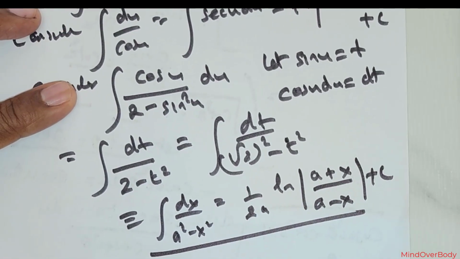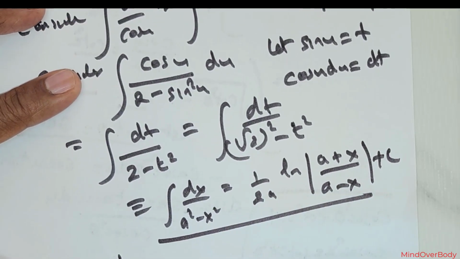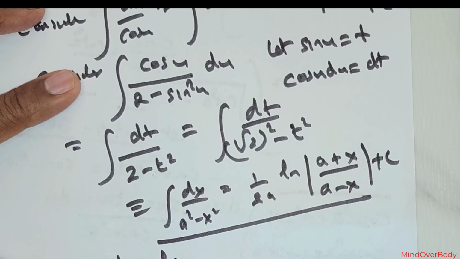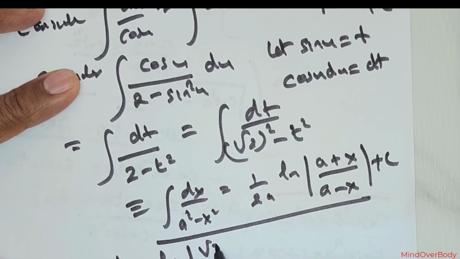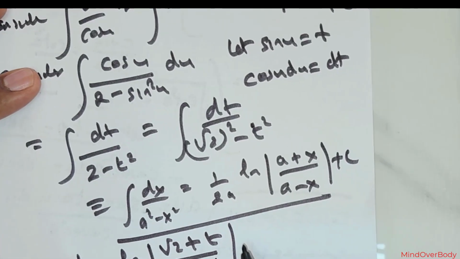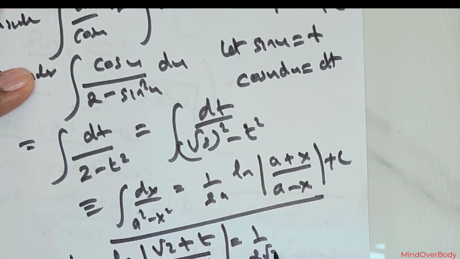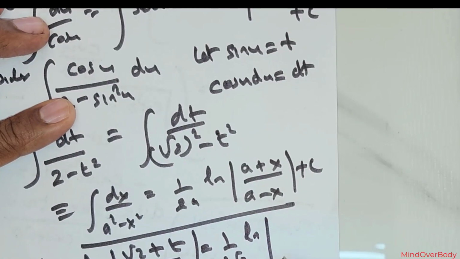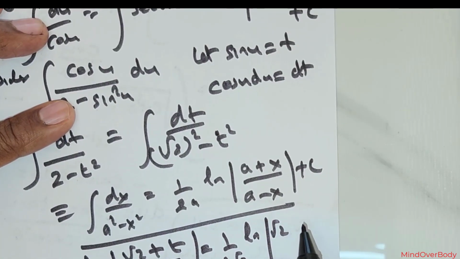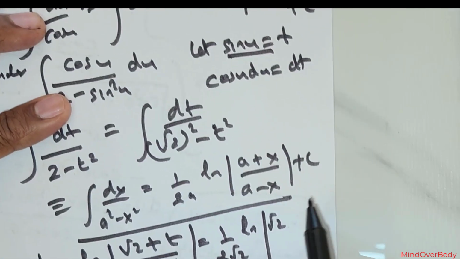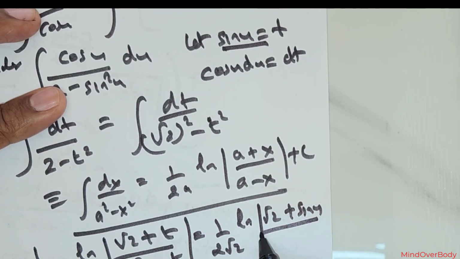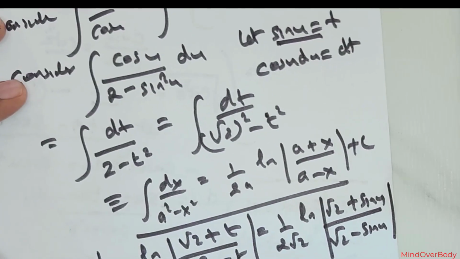So utilizing this formula over here, you get 1 over 2 times root 2 times ln|(root 2 + t)/(root 2 - t)|, which can be rewritten as 1 over 2 root 2 ln|root 2 + ...|. Now what is our t? sin u. Place that: (root 2 + sin u) divided by (root 2 - sin u). So these two components we have already got.